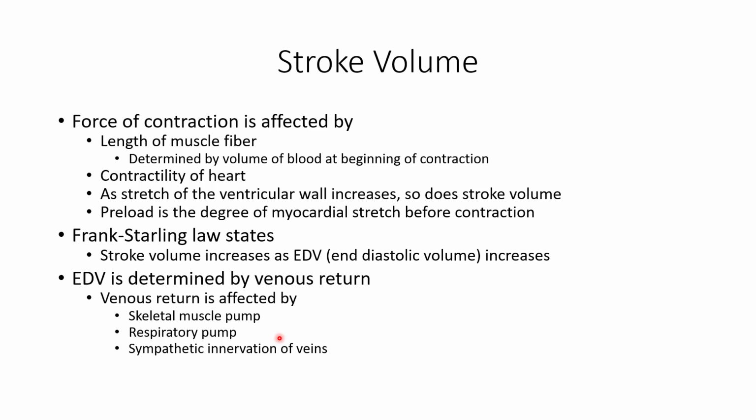So how do we maintain or maximize stroke volume in the heart? A lot of it has to do with the force of the contraction that we create. We can increase that force by maximizing the number of cross bridges able to form during myocardial contraction. So the length of the muscle fiber, largely determined by the volume of blood in the heart at the beginning of the contraction, matters.